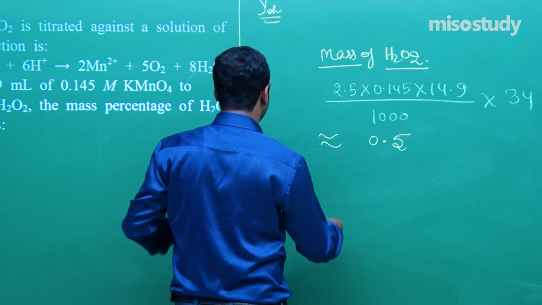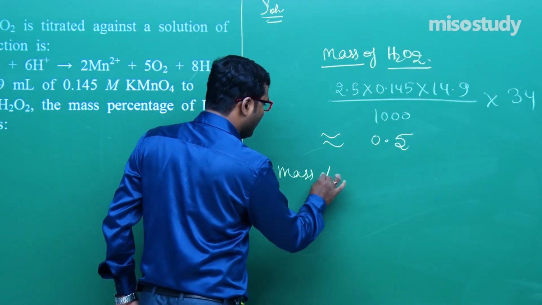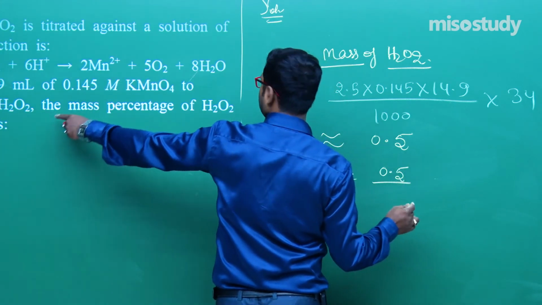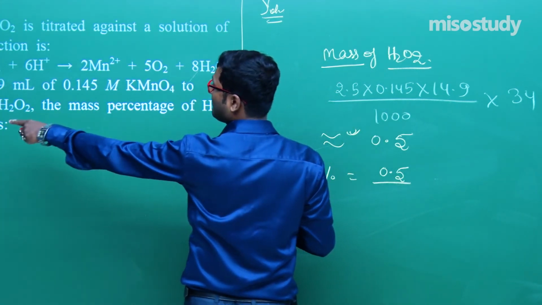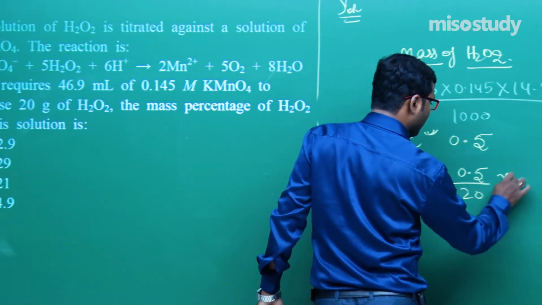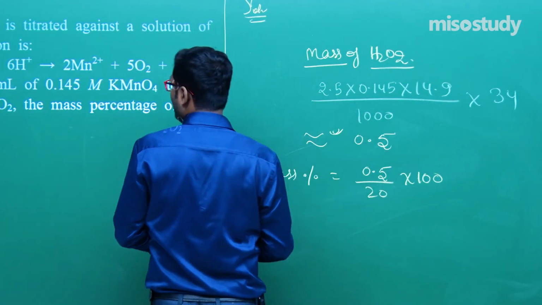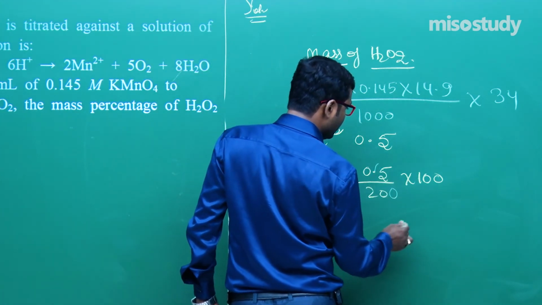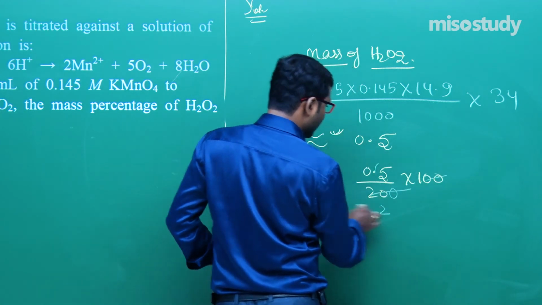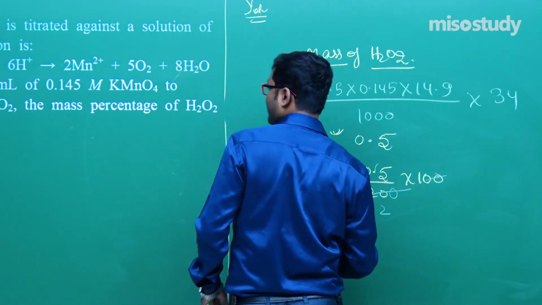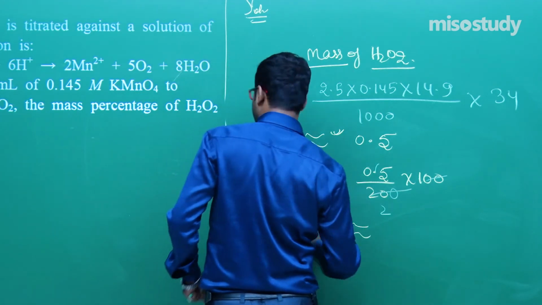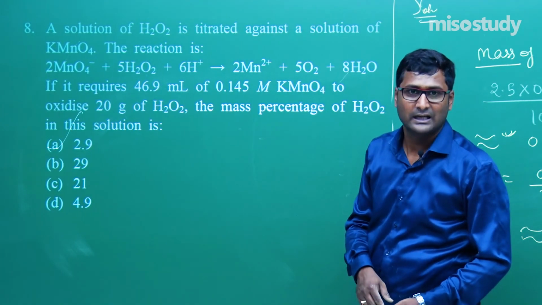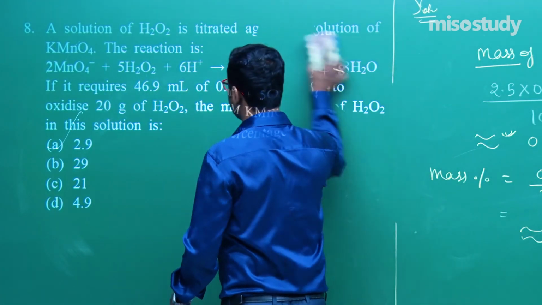So what is given? The mass percentage. Now we can easily solve. Mass percentage equal to given mass upon the calculated mass, multiply by 100, and the mass given is 20. Clear to you? It will give you around 2.5, which is close to the value 2.9. So for this question, A is the correct option. Clear, friend? Now moving to the next question.